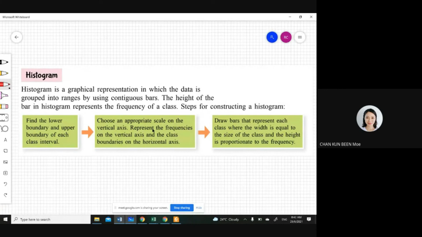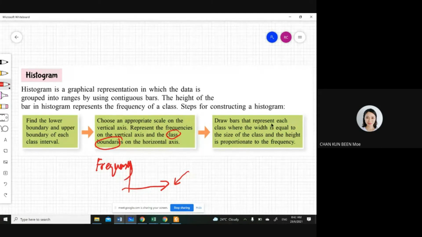Okay. After that, represent the frequency on the vertical axis and the class boundary on the horizontal axis. So you've got to imagine the vertical axis, that one is the frequency. The horizontal axis, this one is the class boundary. Now lastly, draw the bars that represent each class where the width is equal to the size of the class. So meaning if your class interval, the width is this much, that is your bar that will be constructed. And the height is proportionate to the frequency. So it must be the same as the frequency that is given.